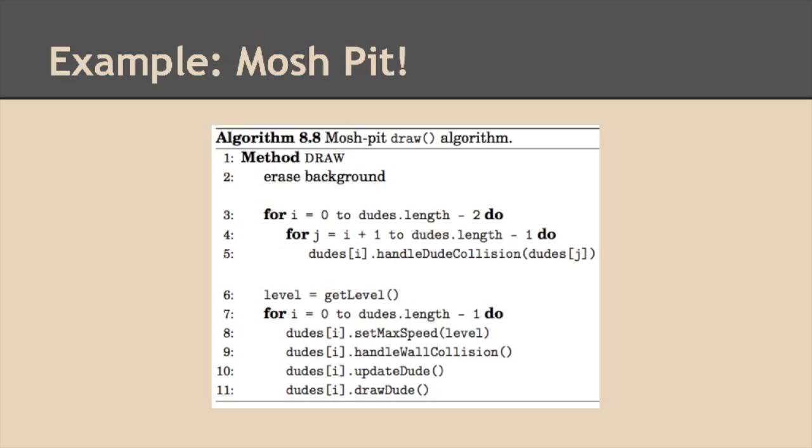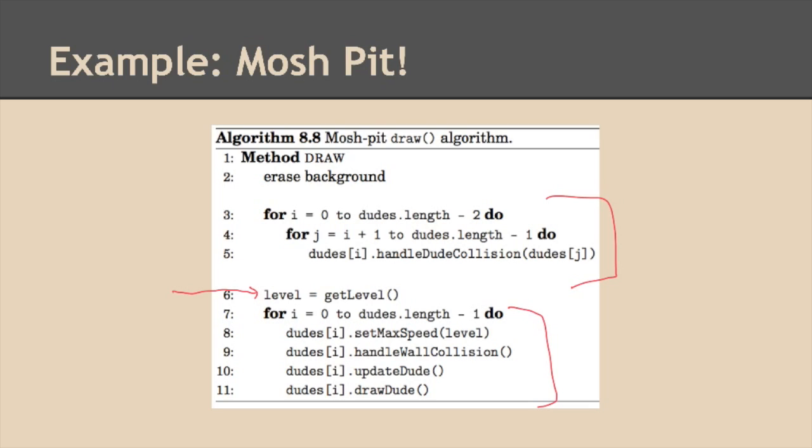Lastly, before we turn to the coding aspect of this example, let's look at our draw method algorithm. We're going to handle dude-on-dude collisions first, and so this nested for loop structure goes through all the possible pairs of dudes to determine if they collided with each other. And remember, the code for that is actually in the Dude class, and so that's why this looks relatively simple. After that's done, we'll determine the level of the song at this point in time, and then go through all of our dudes, set their new maximum speed to that level, handle any collisions with the walls, update their position, and draw them on the interface.